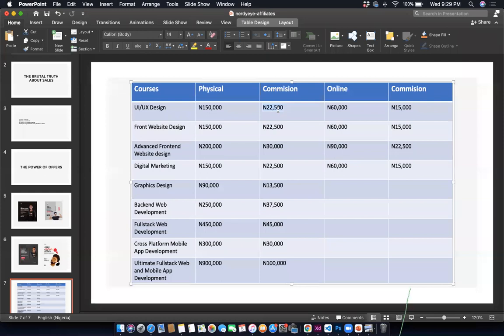And if you can get up to 10 sales monthly, you have simply made yourself how much? That is 225,000 naira every month. And for the online course as well, you bring one person, you make, of course, 15,000. This is about 25%, and this is about 15%. The online course, we're selling it for 60K.